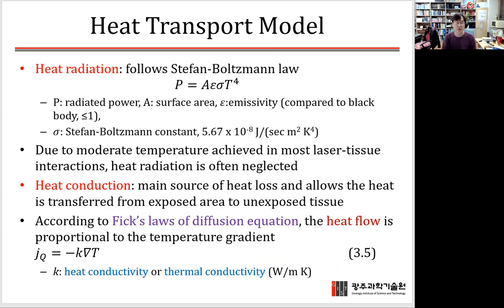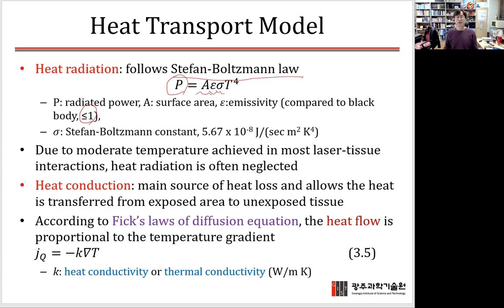But for most tissues, heat convection can be ignored. And the heat radiation follows the Stefan-Boltzmann law. This law states that the radiated power P is equal to the surface area, multiplied by epsilon, which is the emissivity of the tissue, and this value, compared to the black body, is less than 1, and also sigma, which is the Stefan-Boltzmann constant, and T.